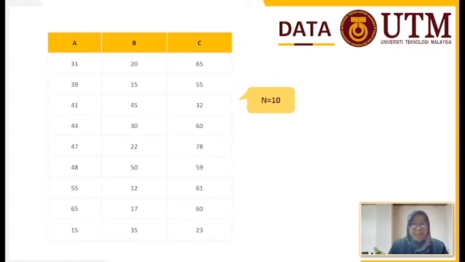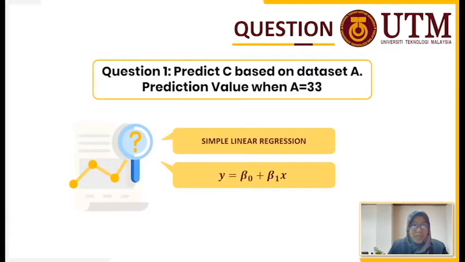First of all, we are given a set of data labeled as A, B, and C. From the data given, one thing that we are certain is the sample number, which is equal to 10. So let us go through the first question.